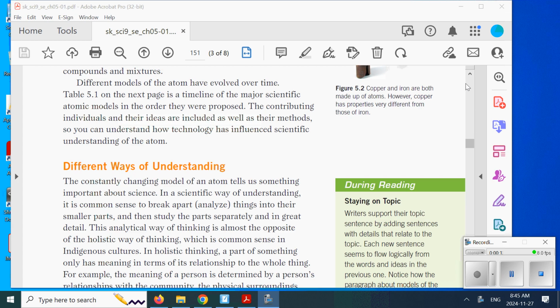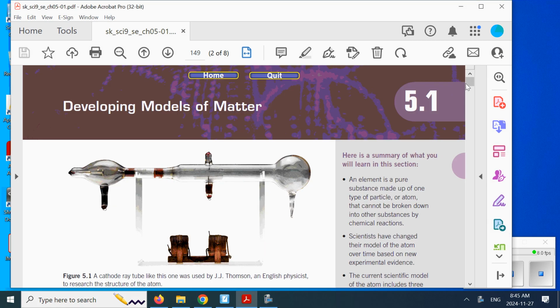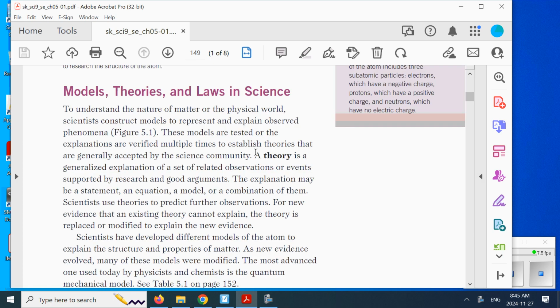Anyways, just a quick review of what we have looked at so far, and you should have in your notebook. I'm going to flip back. The idea you should write down for developing models of matter is that a theory is a generalized explanation of observations or events supported by research and good arguments. Write that down in your notebook. You guys already have it down, but this is for the recording. So, a theory is not just a hunch or an idea in science. It is supported by scientific evidence.